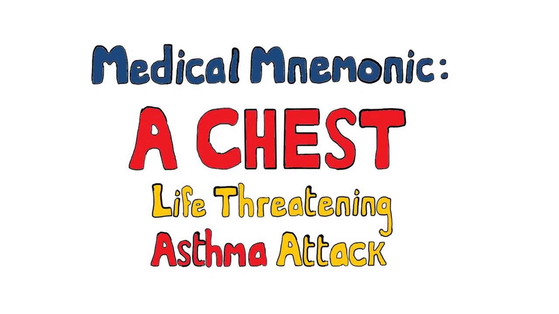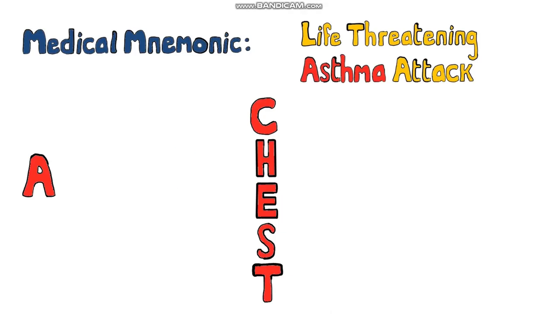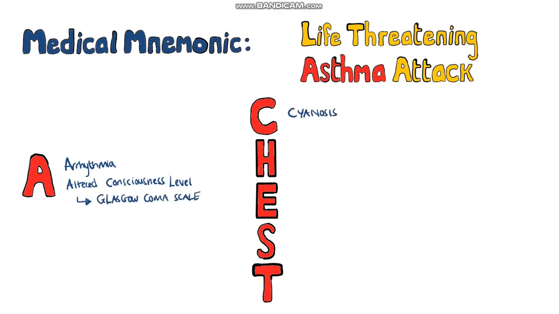The medical mnemonic A CHEST will help you to remember the signs and symptoms of a life-threatening asthma attack. Okay, so A stands for arrhythmia or an altered consciousness level that you can evaluate using the Glasgow Coma Scale. C is for cyanosis, which is the blue discoloration of the skin due to increased concentrations of deoxygenated hemoglobin.